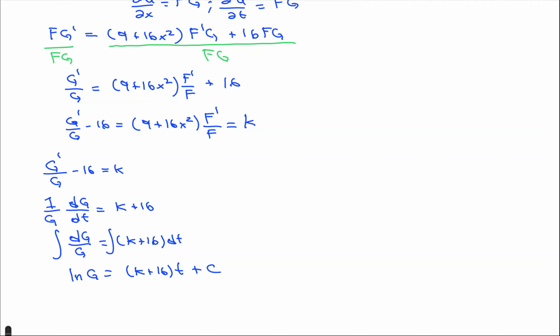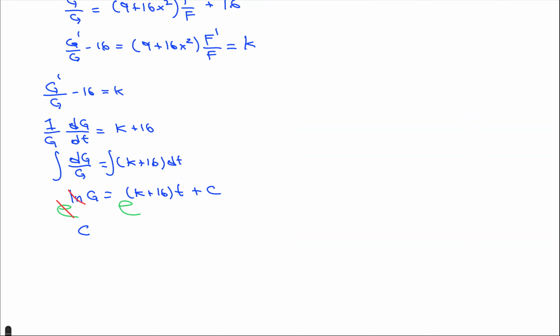All right, so we're going to exponentiate both sides on the base e, so we can cancel the ln on the left. That's going to leave us with g equals e to the c, in this case just another constant, times e to the k plus 16 times t. So that's our solution for the g equation.